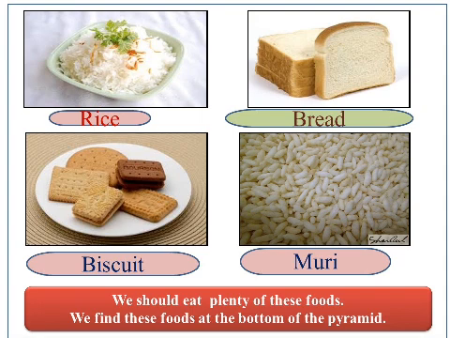Here we see 4 types of food items made from grains, which are called carbohydrate. The foods are rice, bread, biscuit, and noodle. We should eat plenty of these foods. We find these foods at the base or bottom of the pyramid.